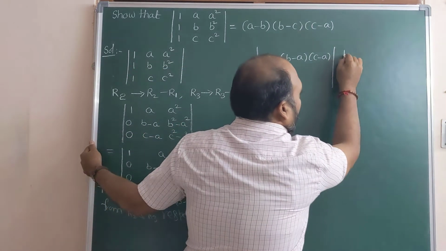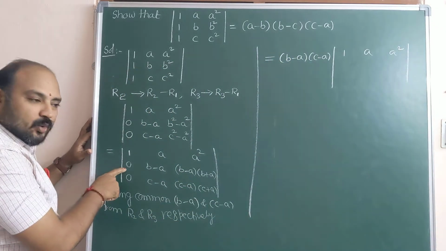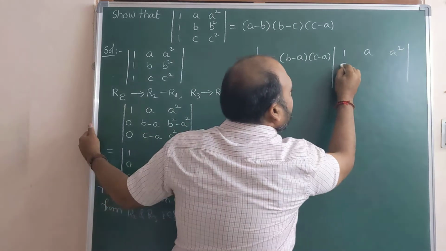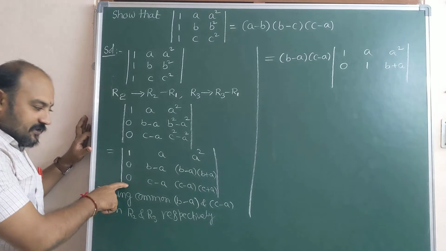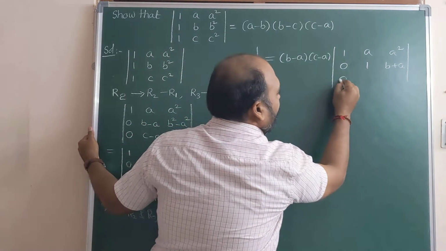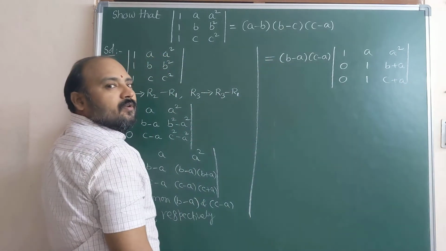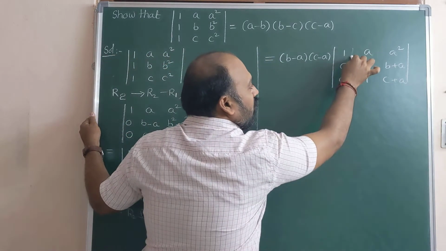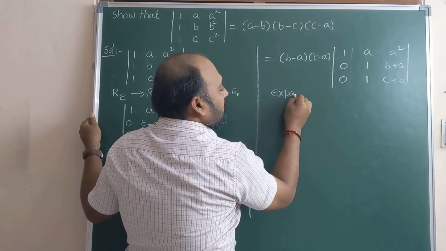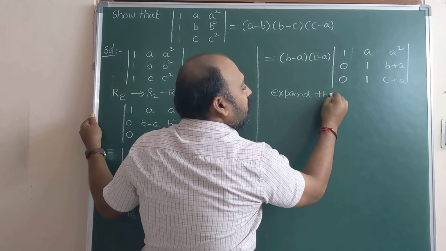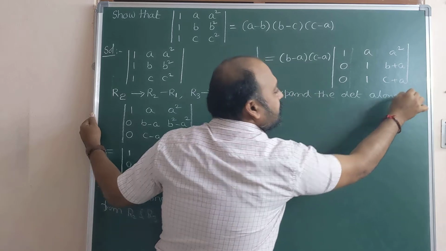First row as it is: 1, a square. In the second row: 0, 1, b plus a. In the third row: 0, c minus a we have taken, no, 1, c plus a. Expanding along column 1, expand the determinant along C1, column 1, dear students.